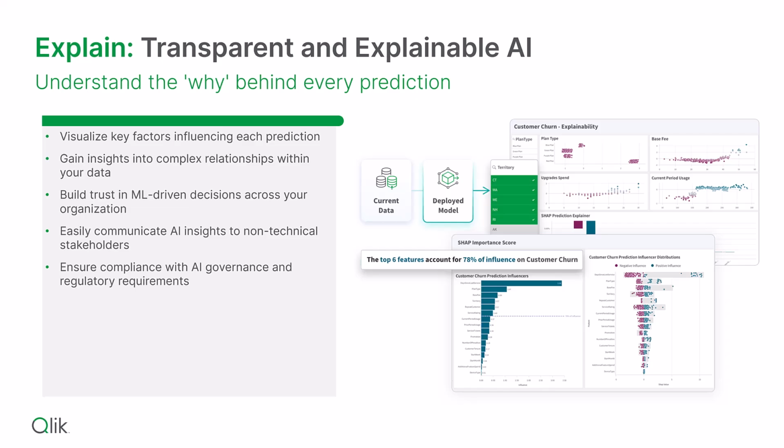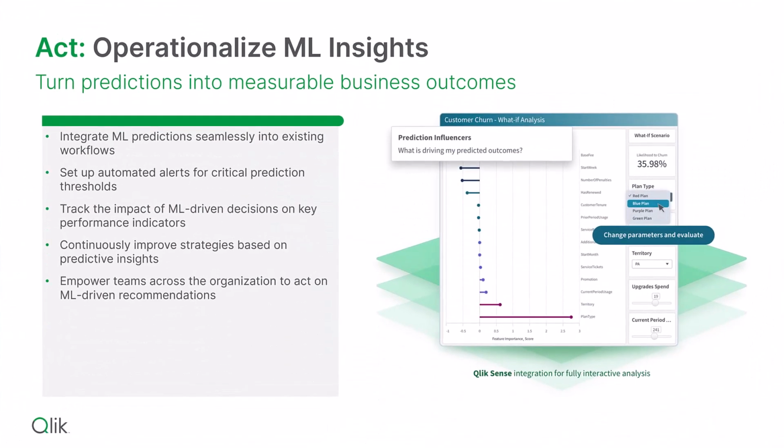Now, in addition to predictions, Qlik AutoML also provides full explainability so you understand the why behind these predictions. After predictive models are created, they can be published into Qlik Sense and associated with your current data for real-time exploration and what-if scenario planning, enabling you to take action on your findings.